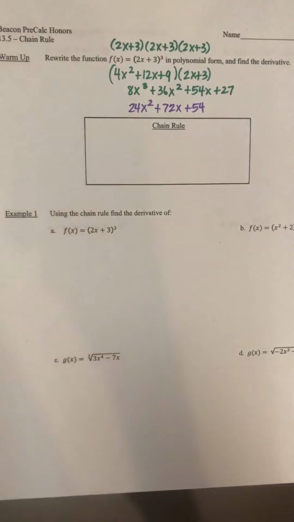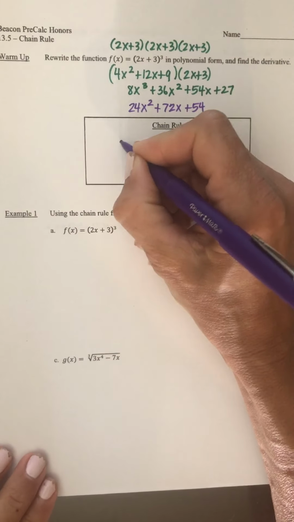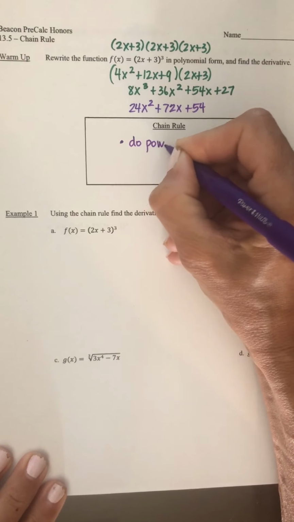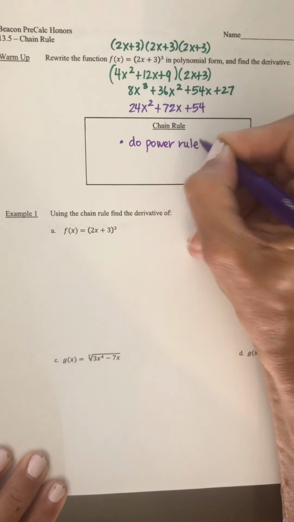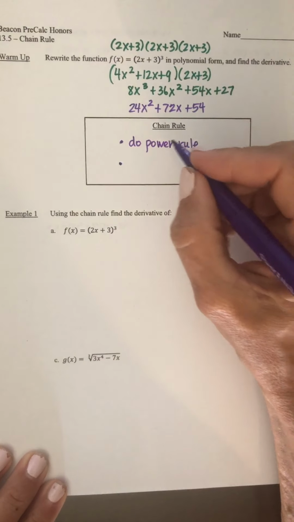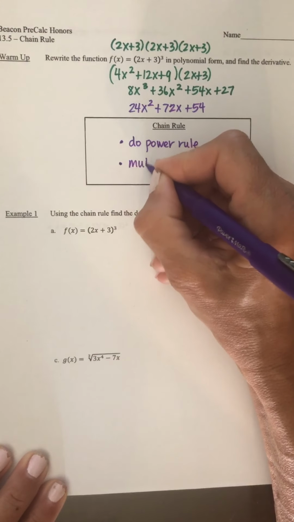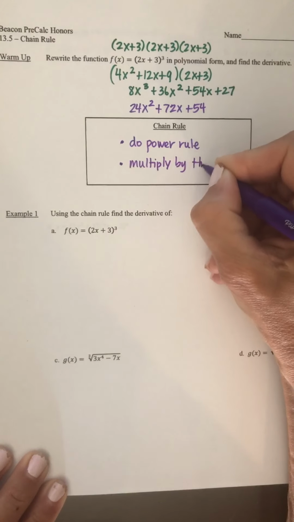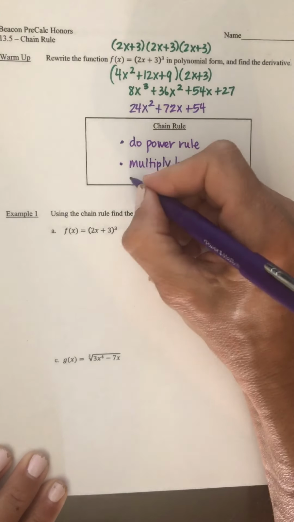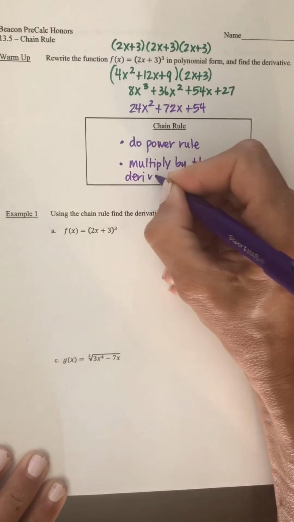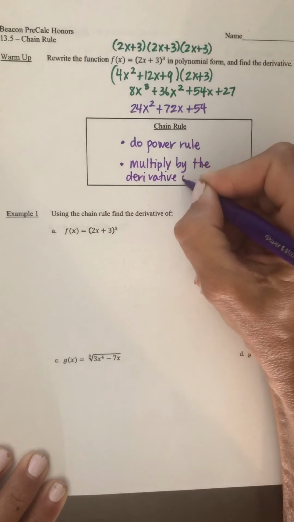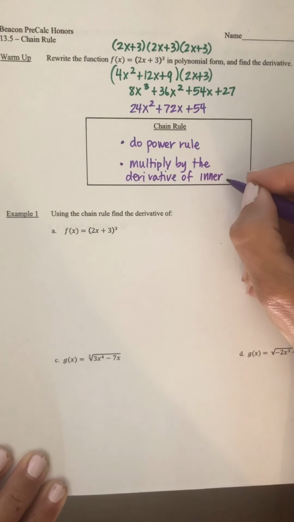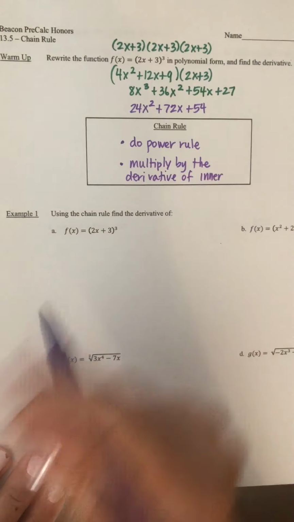All right, you ready? So the chain rule says the first thing you're going to do is kick in the power rule. And then the next step is multiplying by the derivative of the inner function. Okay? All right, so look at letter A.